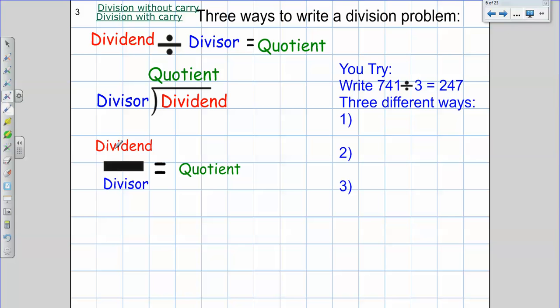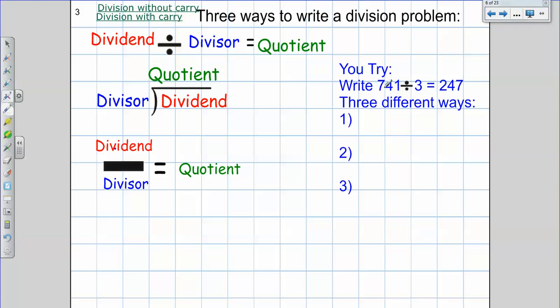The third way I can write a division problem is actually, notice this looks like a fraction. So my dividend, whatever I'm starting with, is divided by my divisor, which equals my quotient.